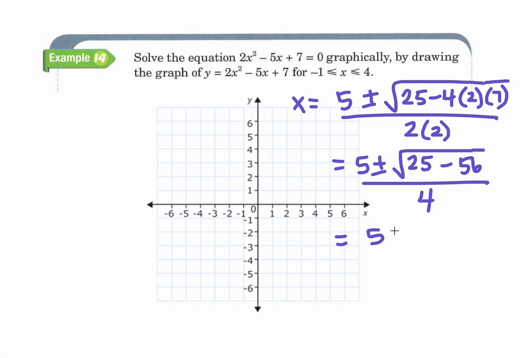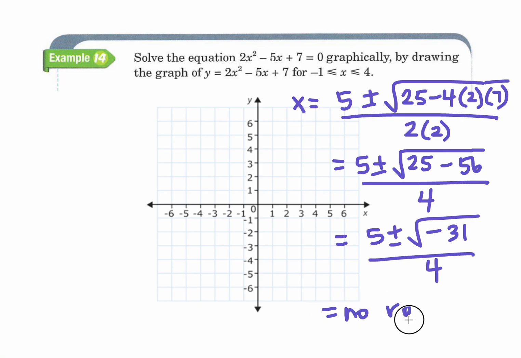So inside the radical, my discriminant value will be negative because 25 minus 56 will give me a negative number. I think that's -31, right? So since I can't find the square root of a negative number, I can't have a real number that will give me that answer, then this means automatically that there's no real roots.